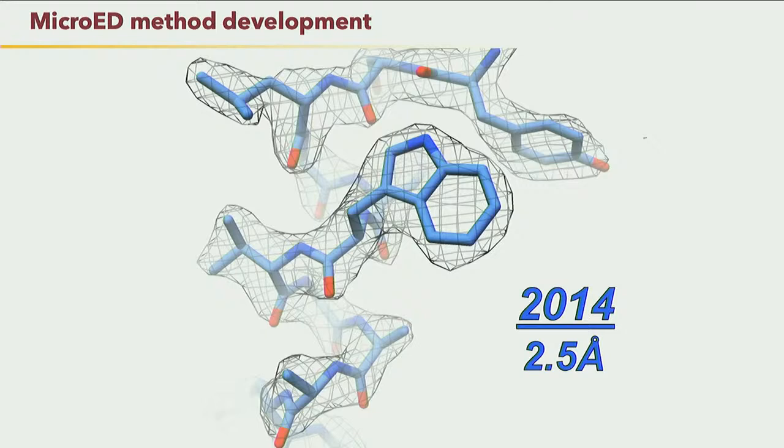Because for the first sample, we collected data in a weird way, and I was actually hand indexing the diffraction patterns. I had a ruler out and I was measuring things, so it took 6 months to go through those data sets. This took 2 weeks, and we got better resolution. So it just highlights how method improvement is really driving things forward.